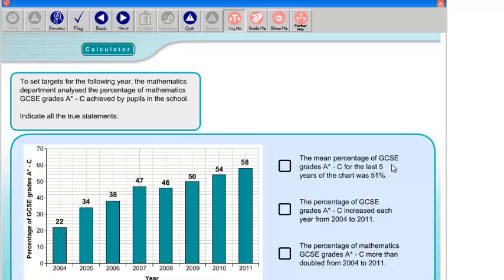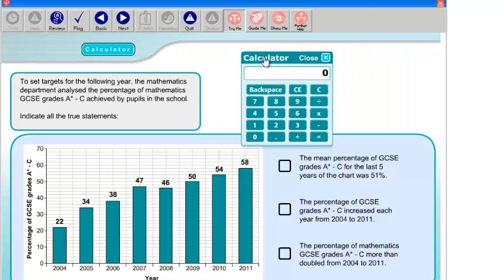The mean percentage of GCSE grades A star to C for the last 5 years of the chart was 51%. Okay, so we're interested in means again. So the last 5 years is 2011, 2010, 2009, 2008 and 2007. And we just want the average of those numbers. So let's type them in. So 47 plus 46 plus 50 plus 54 plus 58 is 255, and it's an average, so we have to divide by the number of numbers involved. So the number of years was 5 of them, so we divide by 5, and that does equal 51, so that's a true statement.